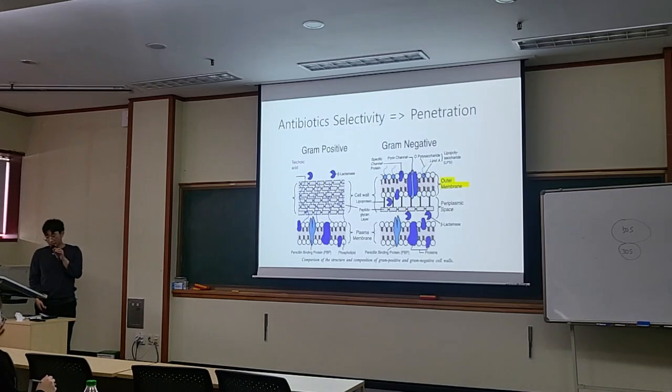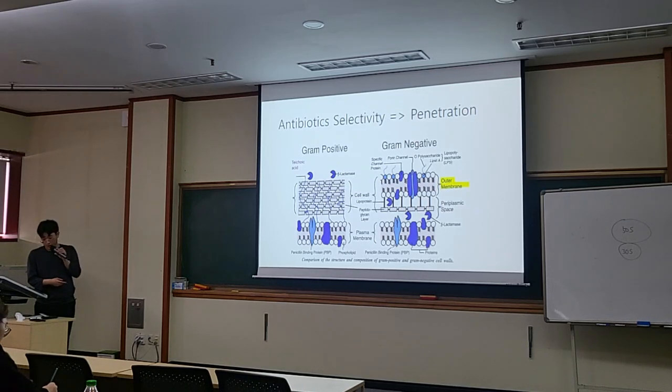First of all, let's see the difference between gram-positive bacteria and gram-negative bacteria. Gram-positive bacteria are stained purple because their peptidoglycan layer is thick, while gram-negative bacteria do not retain the purple dye because their peptidoglycan layer is relatively thin and the dye is washed out.